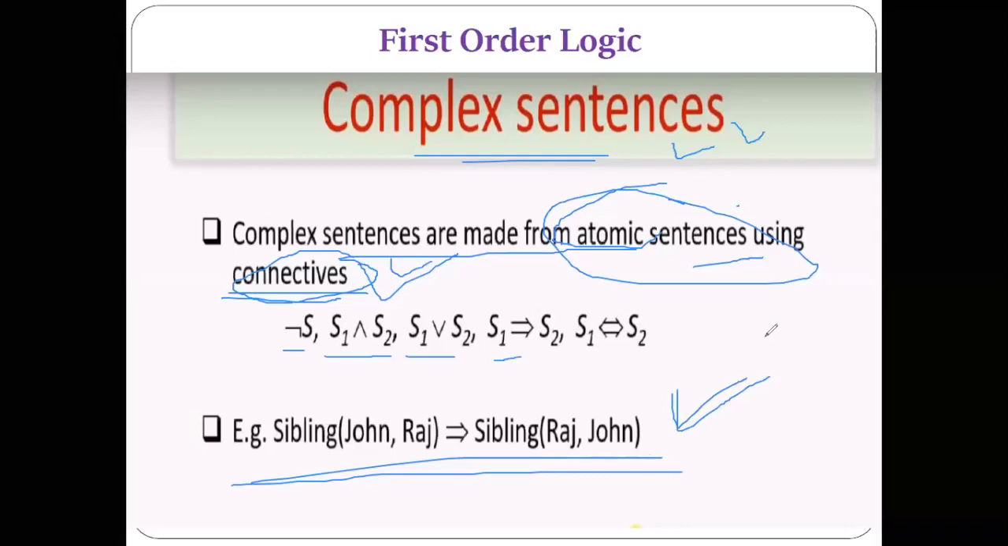Sibling of John and Raj implies sibling of Raj and John. Tell me the sentence. What sentence will come from this logic? John is not Raj. Yes. John is a sibling of Raj, and Raj is a sibling of John.